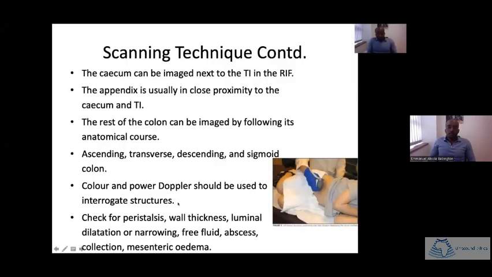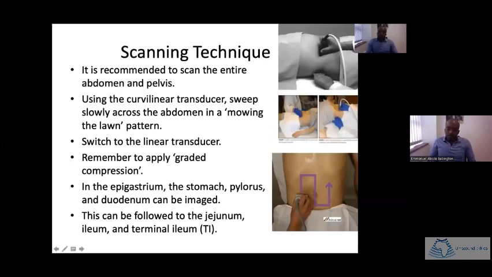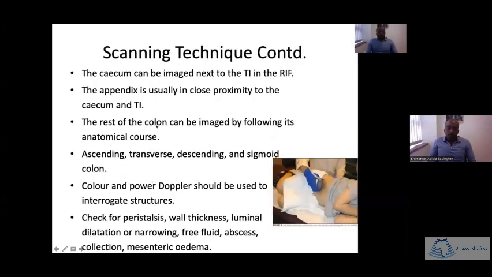So for more scanning techniques, the cecum and the terminal ileum can be imaged in the right iliac fossa, as mentioned earlier. If you look at the image on this side, you can see that in some cases you turn your patient to a left lateral decubitus position. That would help move the unwanted small bowel out of the way, and then it brings out the appendix and the cecum, so it makes it easier to image. Sometimes that works, and if it doesn't, put your patient back in the supine position and continue as you've seen here. The appendix is usually in close proximity to the cecum and the terminal ileum.